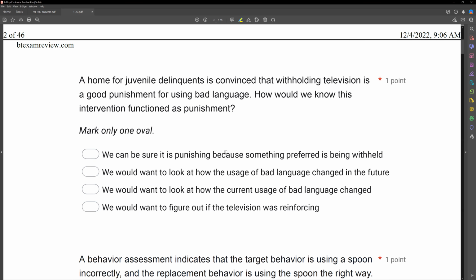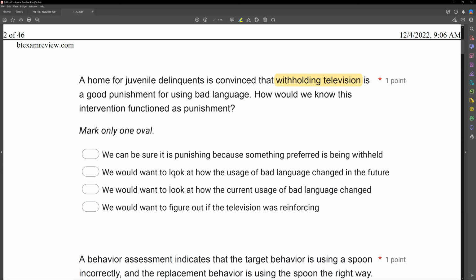Same thing with reinforcement. The only way something is reinforcing or considered reinforcement is if it increases behavior. Something is only punishing if it decreases behavior. Full stop. So if we have this home for delinquents who is withholding television and they're saying it's a good punishment for using bad language, how are we going to know for sure that it functioned as a punishment? Well, we need to see how it is changing behavior. A, we can be sure it is punishing because something preferred is being withheld. Absolutely not. This should never be your thinking with either reinforcement or punishment. We're not defining it by how it looks. It needs to be defined by how it affects future behavior.